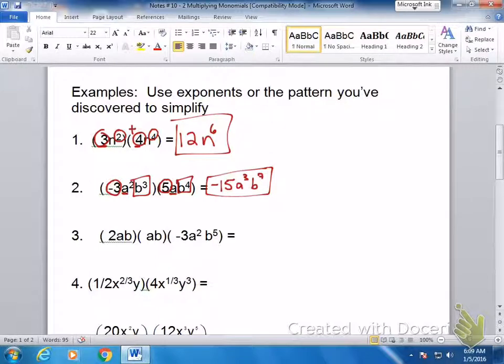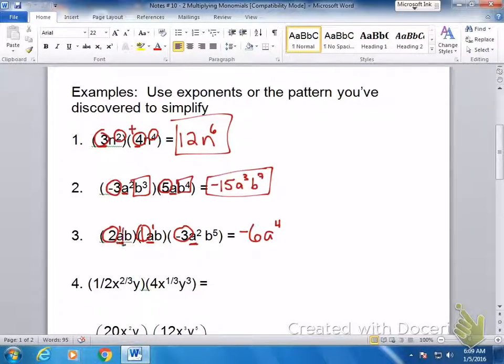Let's go to the next one. Now this one's got 3 pieces, so we're going to have to multiply several numbers together. I'm going to go ahead and put my 1 right here, and I'm going to multiply 2 times 1 times negative 3. 2 times 1 is 2. 2 times negative 3 is negative 6. Now we come over here to the a. That's really a to the first times a to the first times a squared. 1 plus 1 is 2. 2 plus 2 is 4, so a to the 4th.